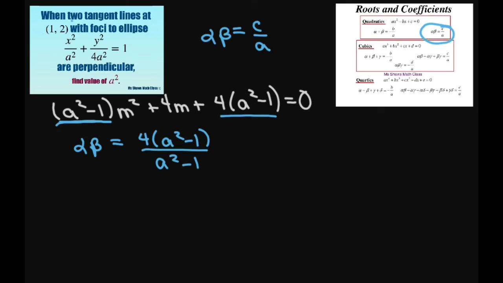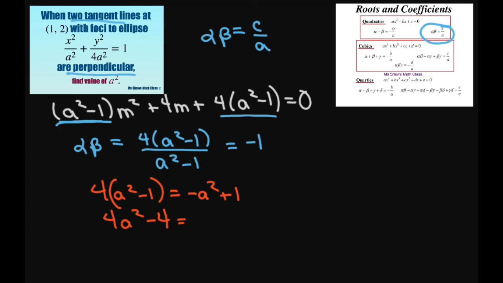Now, the two tangent lines are perpendicular, so that means this is going to have to equal negative 1. If you cross multiply, you're going to get 4 times (a squared minus 1) equals negative a squared plus 1. So basically this is 4a squared minus 4 equals negative a squared plus 1. This gives you 5a squared equals 5. Divide both sides by 5, and that gives you a squared equals 1.